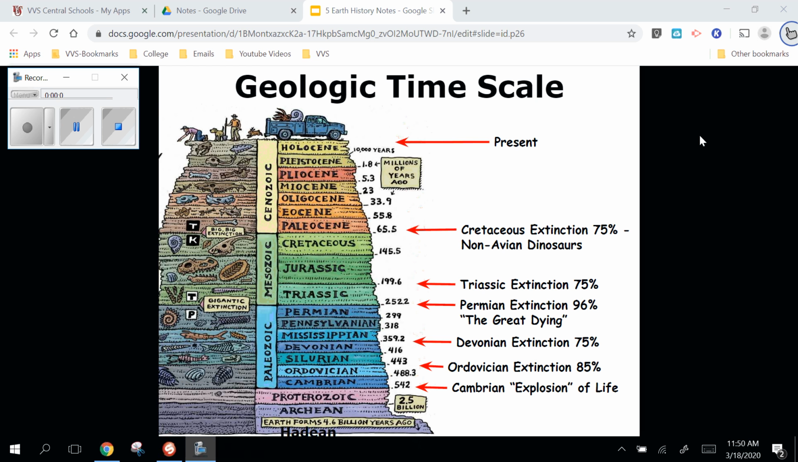All right, so what do we do with those fossils? Well, we use them to create what we call the geologic timeline. Giving you a little overview right here, showing the explosion of life at around 540 million years ago or so, and then some of the different extinctions.